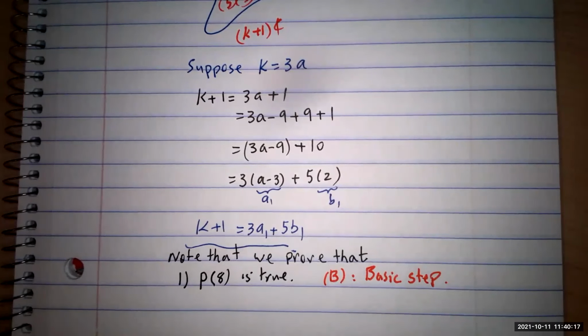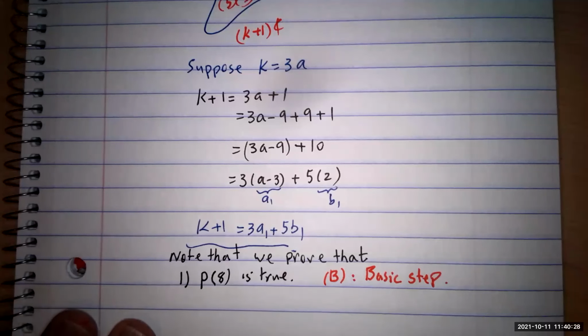Because you want to prove it is true for all natural numbers n. Okay, that n would have a restriction. If you don't have any restriction, n starts with 1. Okay, and the second part, what we did in the second part.